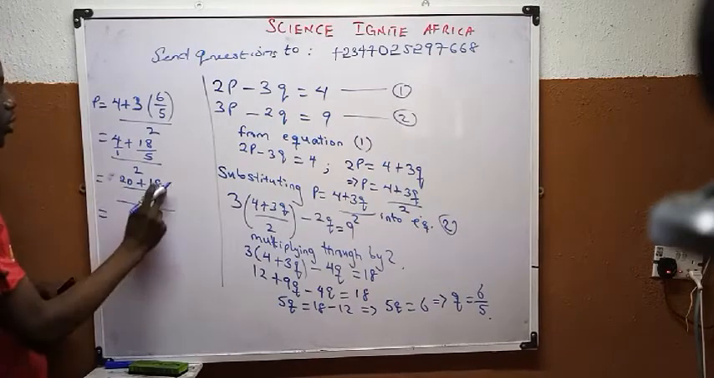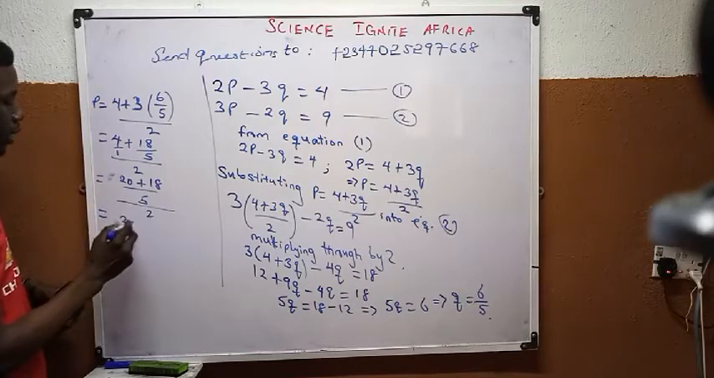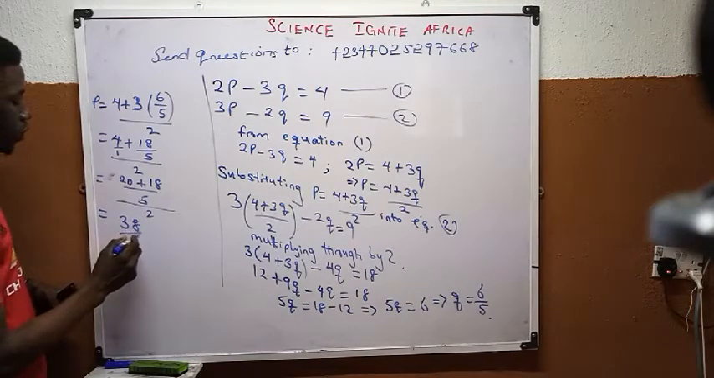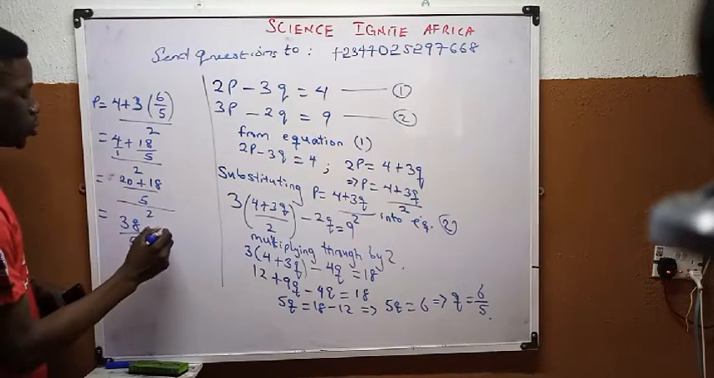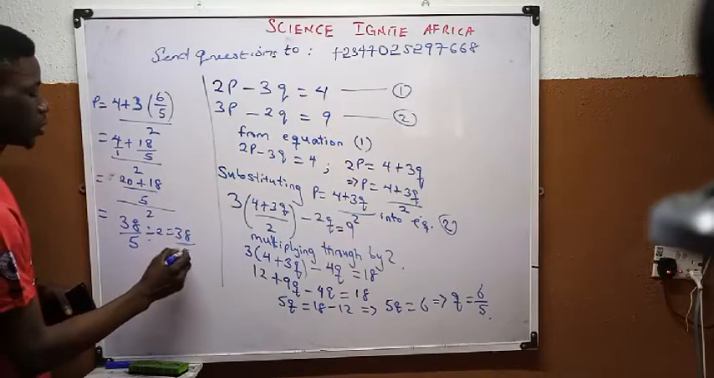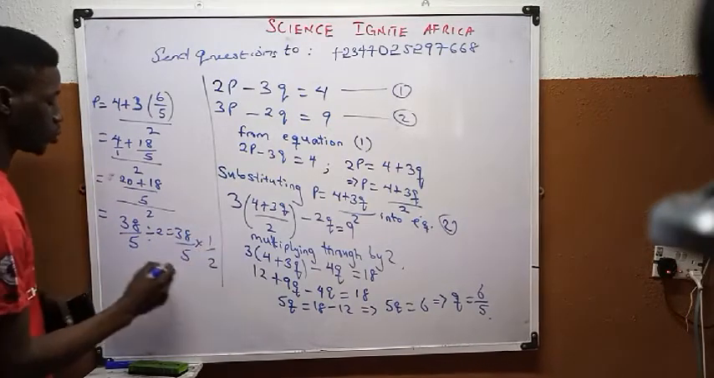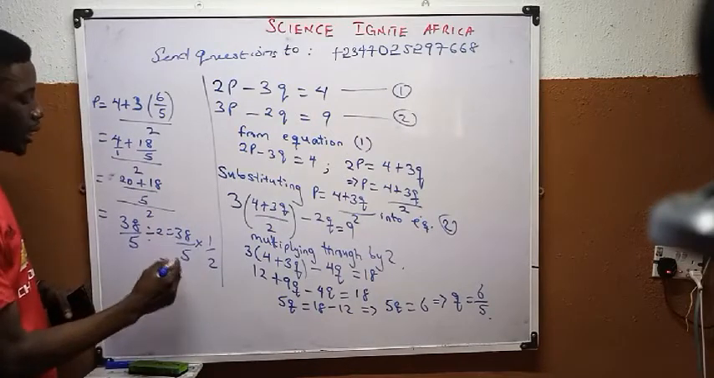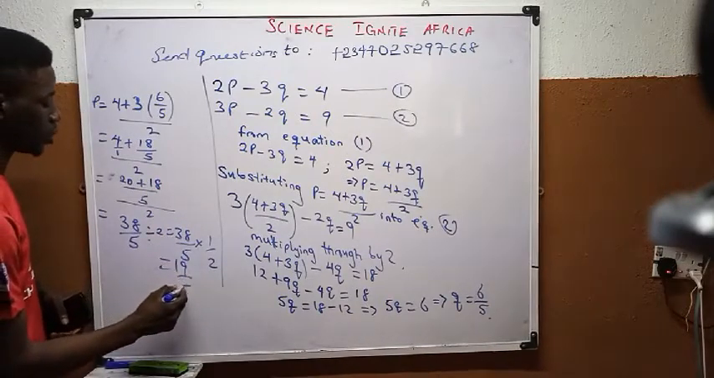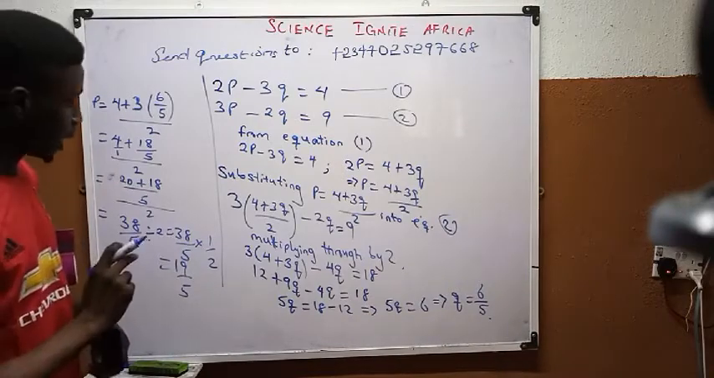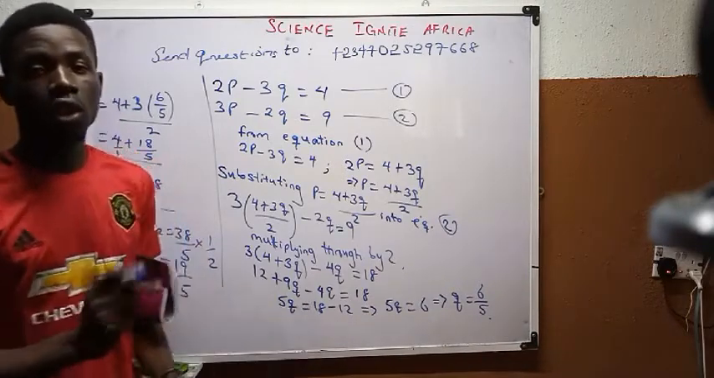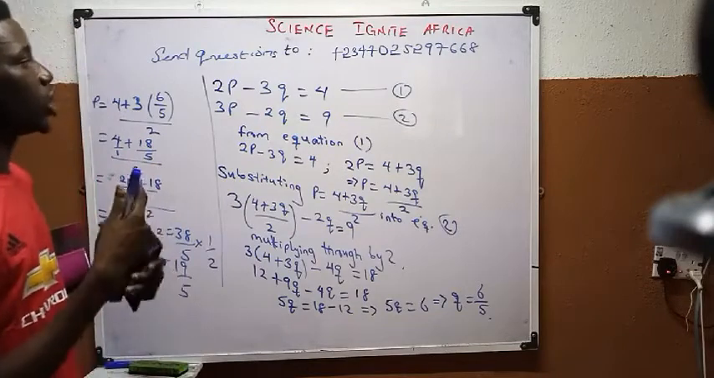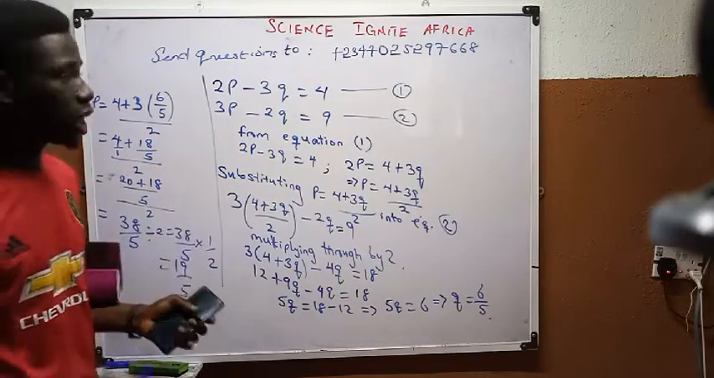So by this here, I have 20 plus 18, that's 38 over 5 divided by 2, which is the same thing as 38 over 5 times 1 over 2. And how many times do we see 2 in 38? That's 19. So we have 19 over 5, which implies that P is 19 over 5 and Q is what? Q is 6 over 5. So this is us using the substitution method.